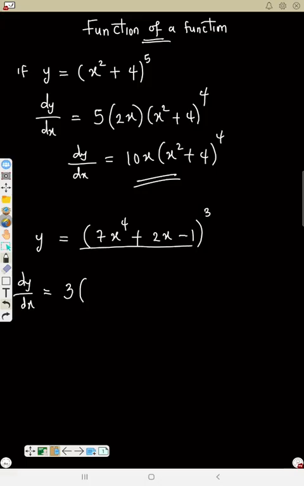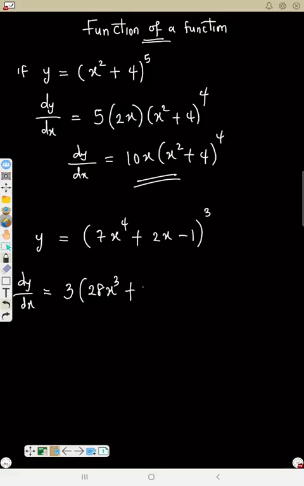Differentiate everything in the bracket. Now what do you have in the bracket? Differentiate it. That will be 28x raised to power 3. How do we get that? 7 times 4, 28. Then subtract 1 from the power. We've done all those ones.